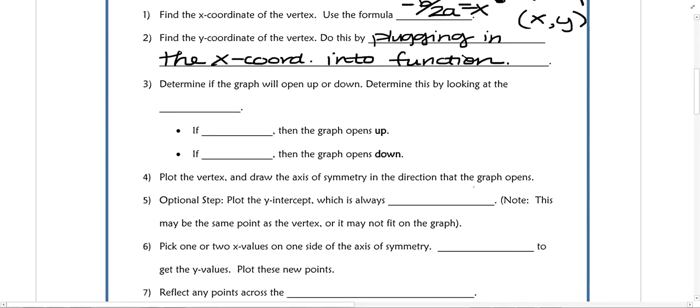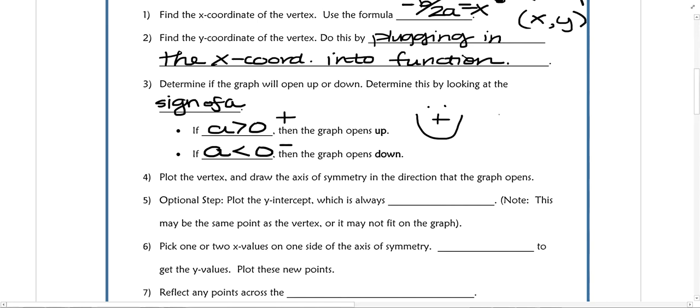The next thing you really want to consider is which way does the graph open? Does it open up or down? So we know that we have to look at the sign of a. If a is greater than 0, in other words it's positive, your graph is going to open up. If a is less than 0, in other words it's negative, then the graph is going to open down. So if it opens up, it's positive, it's happy. If it's negative, it's going to open down, it's sad.